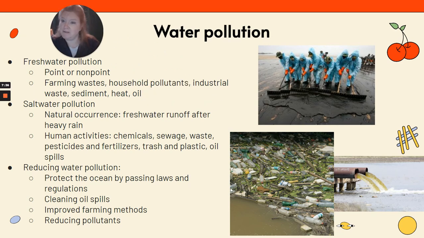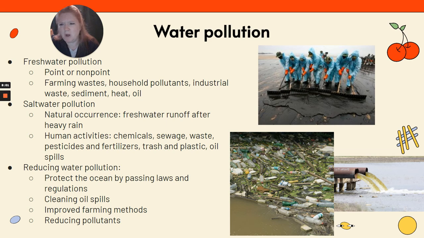Speaking of water, here's some water pollution. Freshwater pollution, remember, can be point or non-point. It could be farming waste. It could be household pollutants, so people putting things down the drain that they shouldn't. It could be industrial waste or sediment. It can be heat.